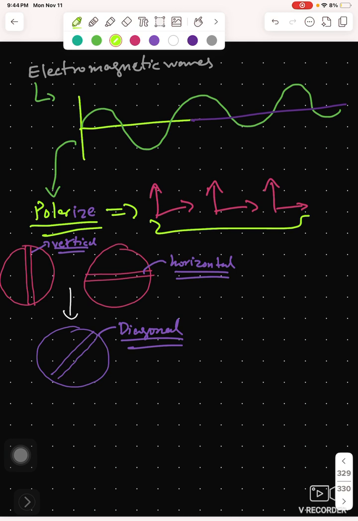If it's a horizontal polarization, only the horizontal part of the light will pass and the rest will get cancelled. If it's horizontal, only this one will pass and others will cancel. And here it's 50-50.